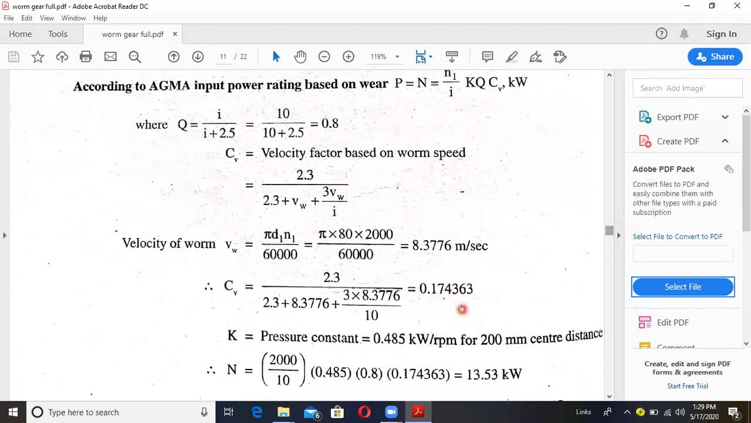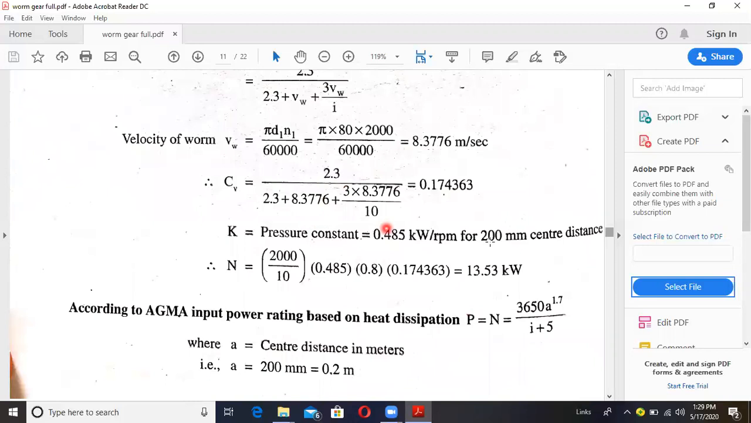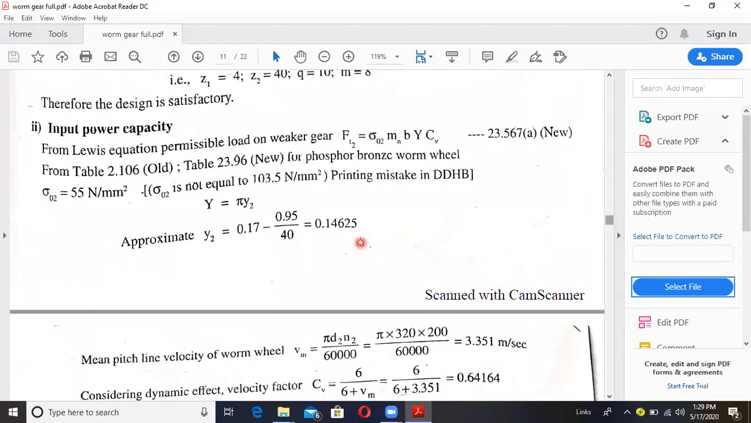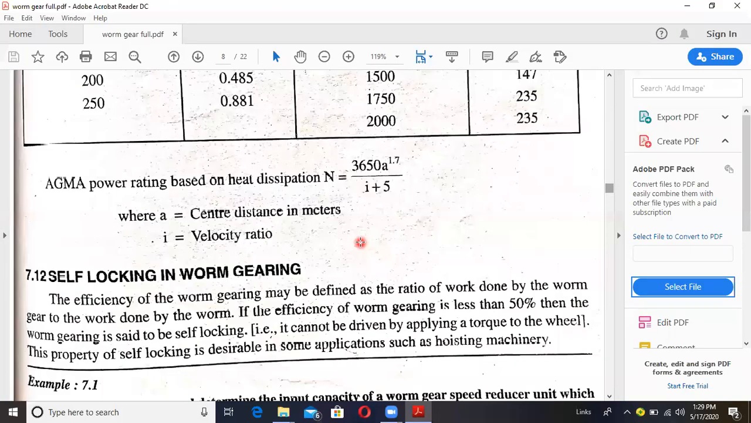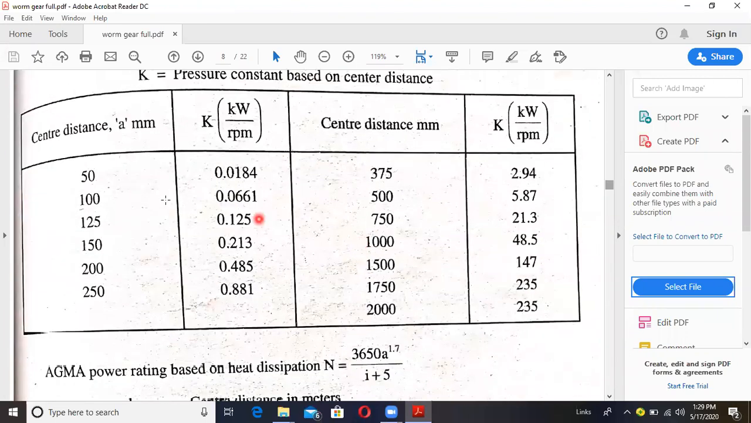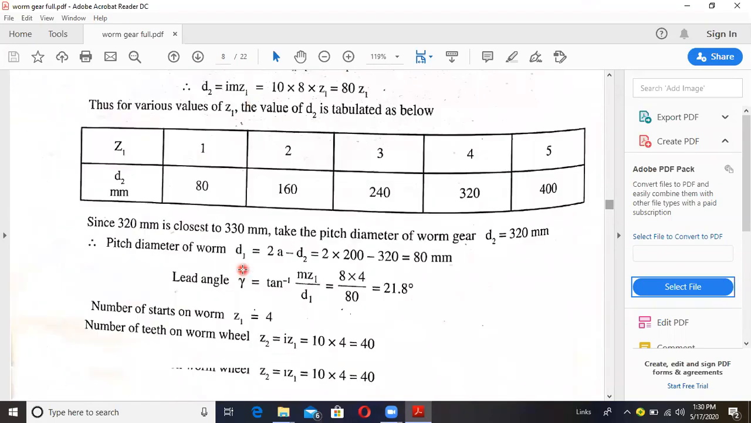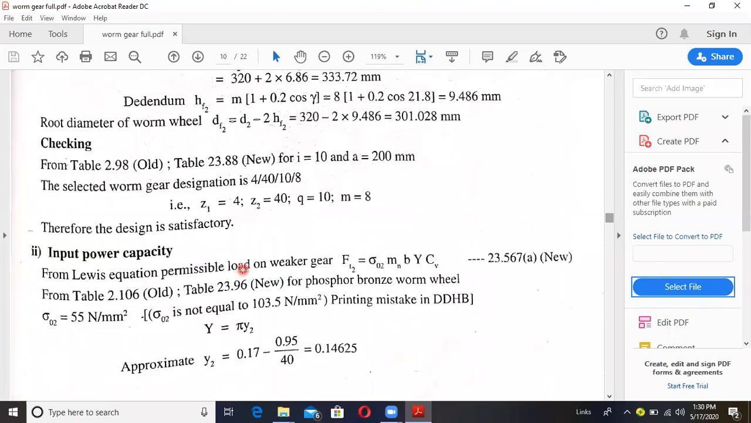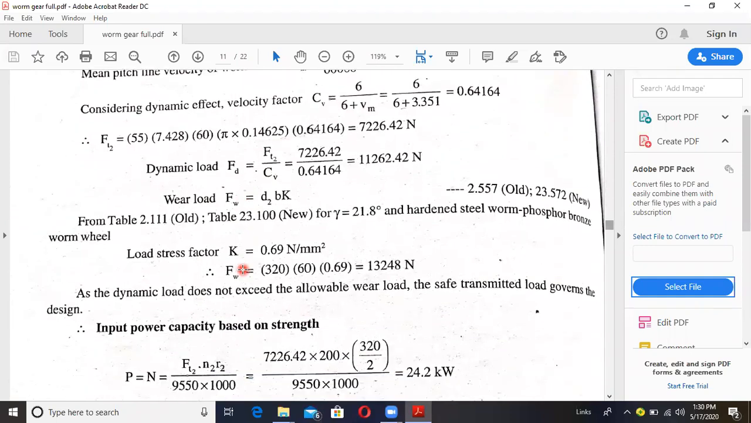Again the unknown is K. Based upon the center distance of 200 mm, we are going to take the value of K. Already in the first session I told where you will get K. See here, there is one table to calculate K, based upon the center distance. In the question they have given center distance is equal to 200. Therefore K is equal to 0.485. This K we have to substitute.